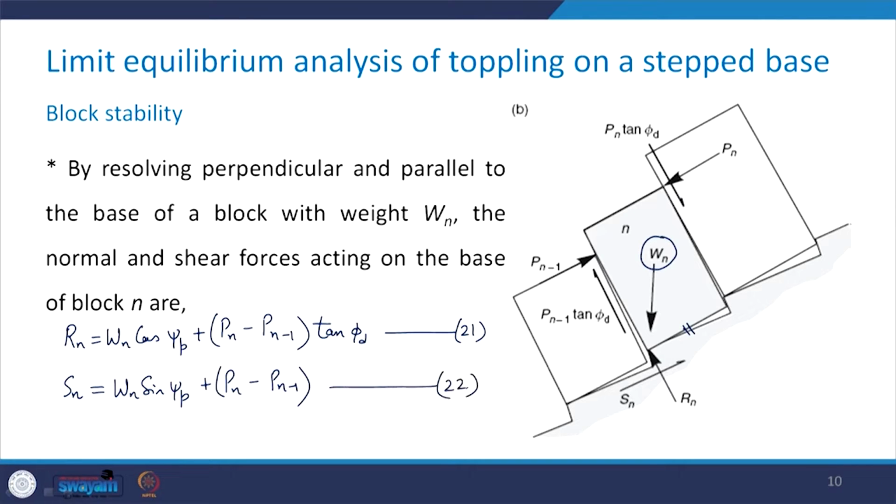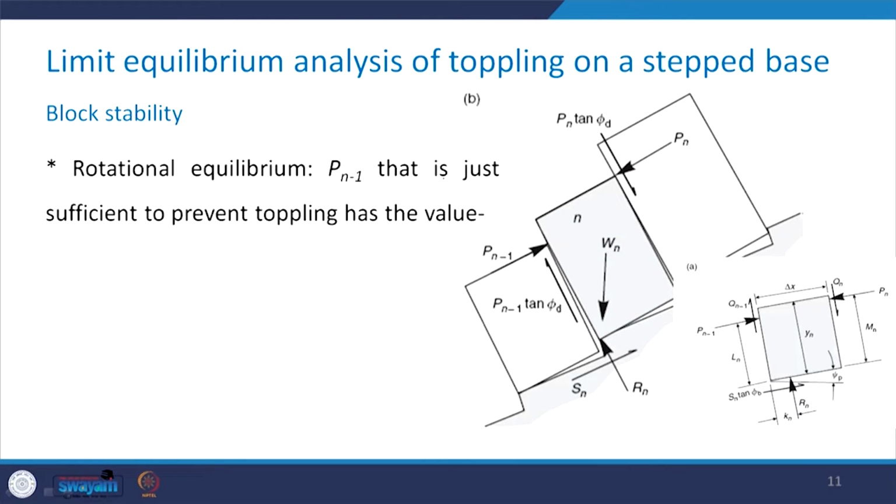So, there is nothing difficult. Take a look at this figure and then get the force equilibrium in the direction perpendicular and parallel to the base of the block whose weight is given by Wn. Then we take the rotational equilibrium and we try to find out this force Pn-1, which is just sufficient to prevent toppling. How to do that?